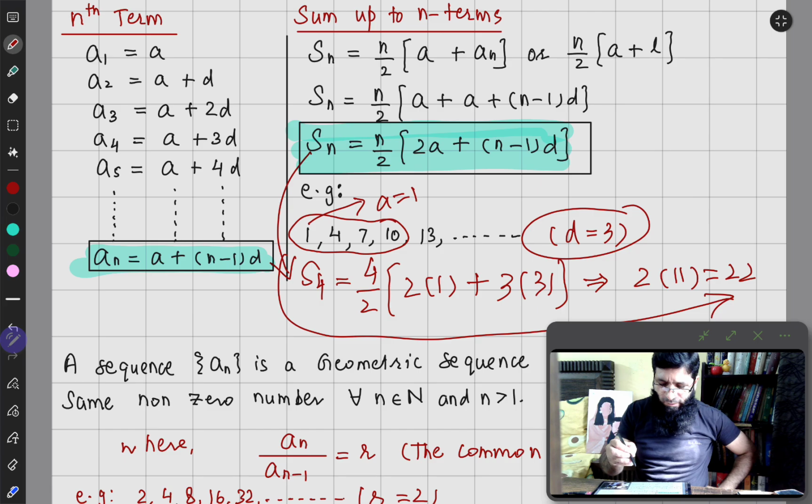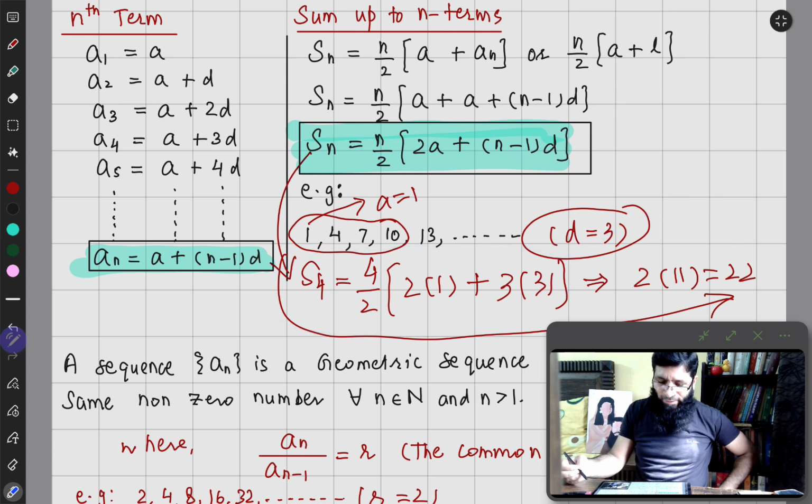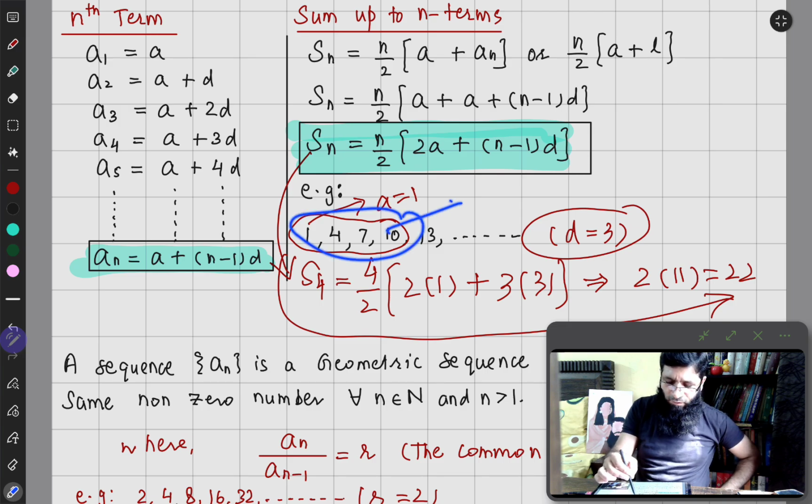If you substitute all these values, n will be 4. A is the first term, which is 1, and n minus 1 will be 4 minus 1, that will become 3, and D is the common difference. This is also 3. So if you simplify these calculations, you will get 22. This is the number 22 you are getting using this formula. But if you add the first 4 numbers without using this formula, you will get the same thing. 1 plus 4 plus 7 plus 10, that will be 22.